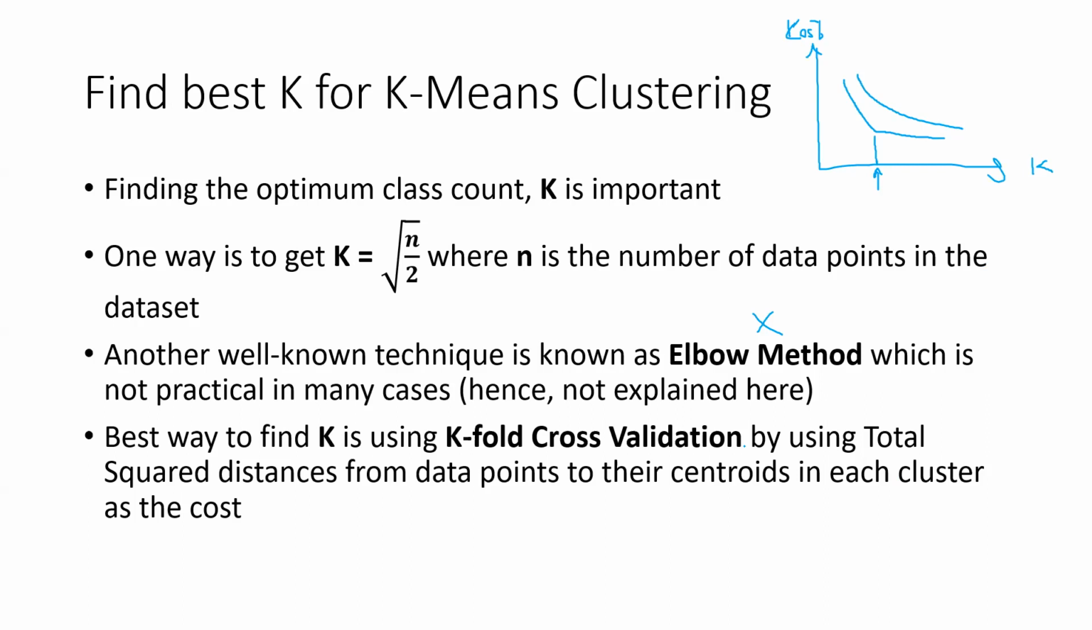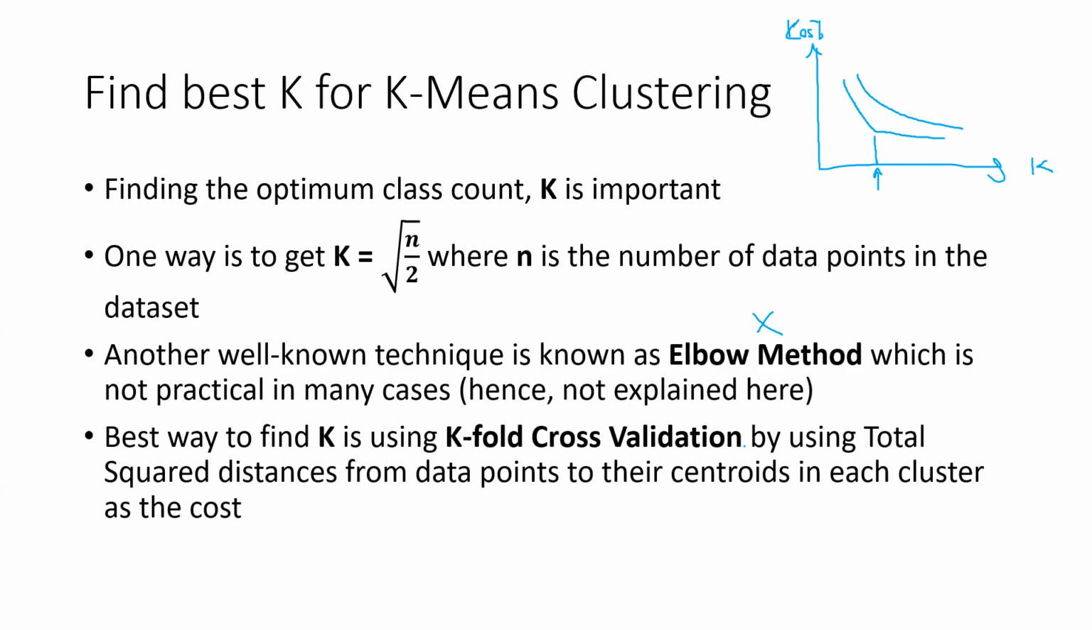Male customers and female customers. Now you know there are only two genders. Because of that, you can define k as 2. So you don't have to use some k-fold cross validation or elbow method to find the k. So with that knowledge of the domain, with the domain knowledge, you can define the k as well.